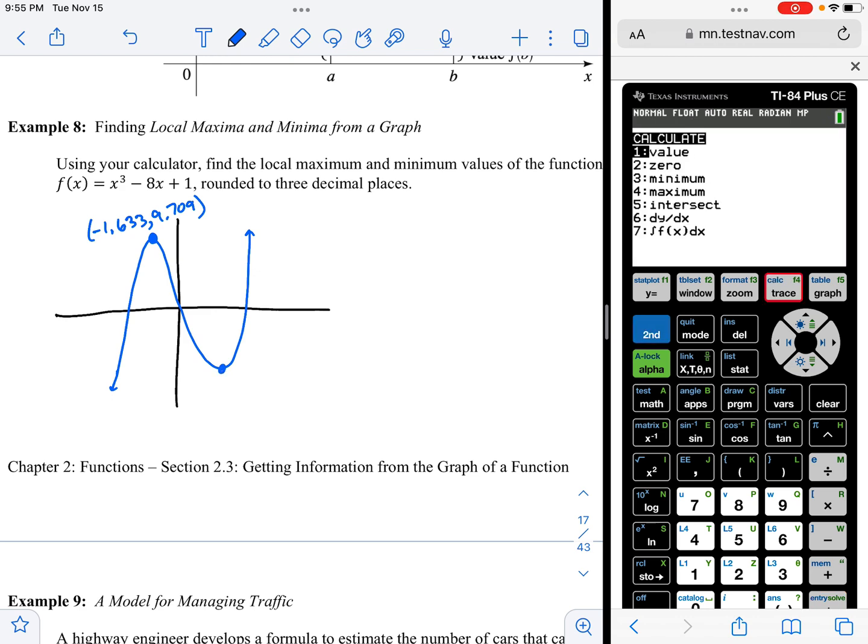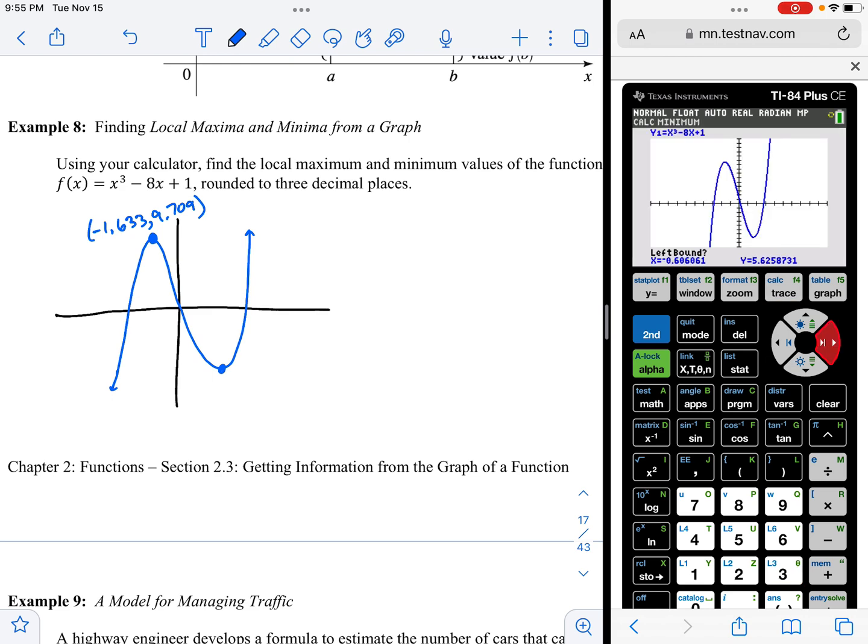So second and calculate, and then this is option 3. And then we'll do the same thing. We'll have a left boundary, which is maybe about there, and then a right boundary, and then a guess. So remember, the boundaries don't need to be too specific, but they just need to help the calculator zero in on where that minimum will be. So this one's going to be 1.633 and negative 7.709.